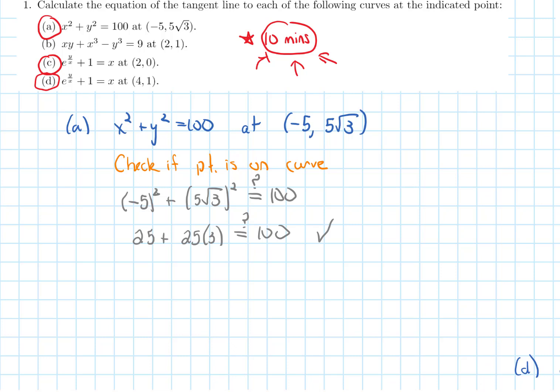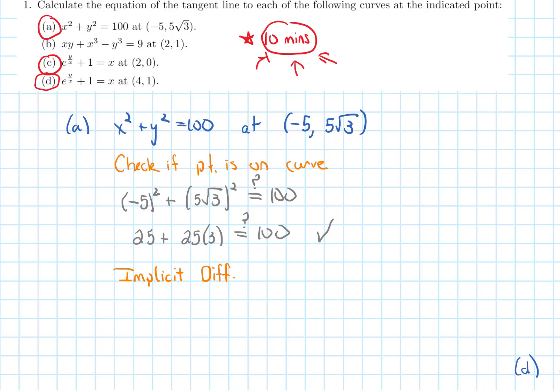All right, so it's always good to do a preliminary check when I'm differentiating implicitly, and it gives me a point to find the tangent line equation at. Make sure that point is on the curve. All right, so now we will do implicit differentiation.